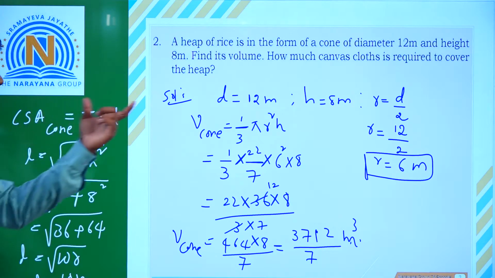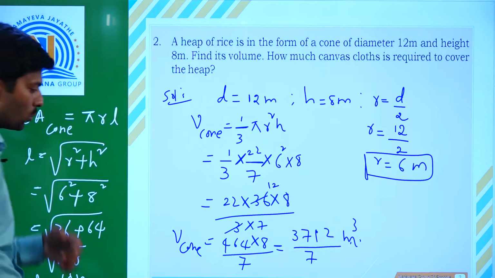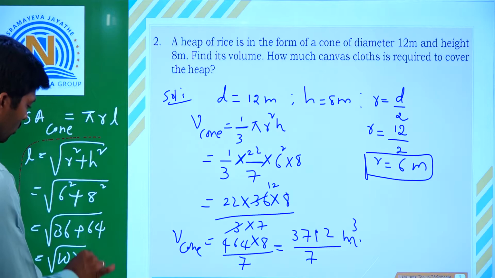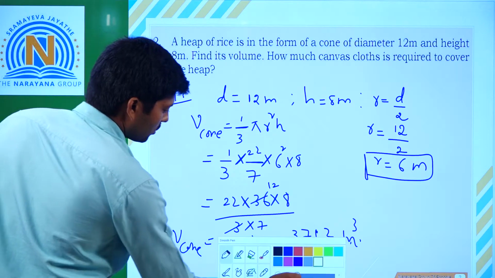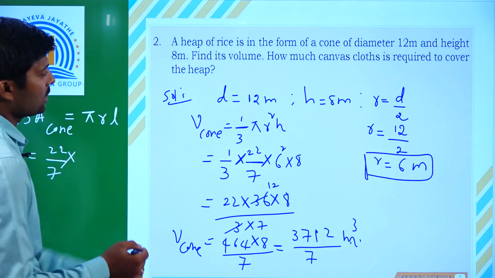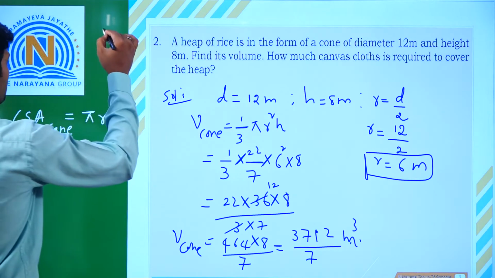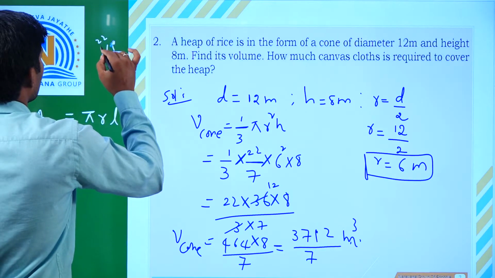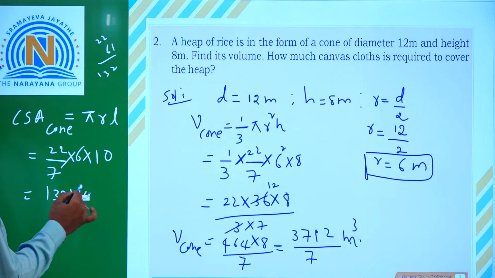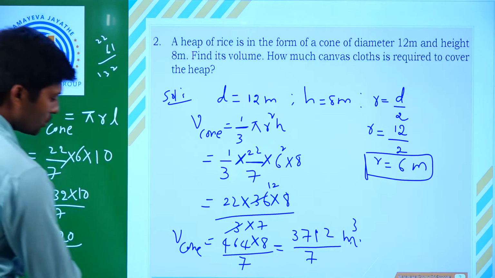Now we need to find how much canvas cloth is required by finding the curved surface area of the cone. L is equal to 10 meters, pi is 22 by 7, r is 6 meters, L is 10 meters. Just multiply this, 22 into 6 is 132. 132 into 10 upon 7 is 1320 upon 7. Just divide these two.